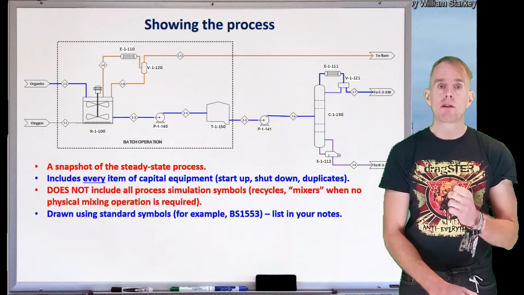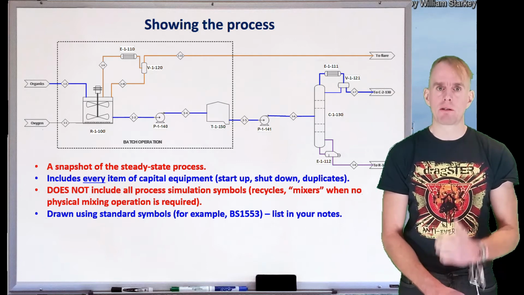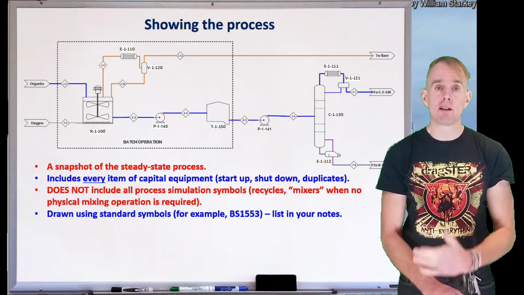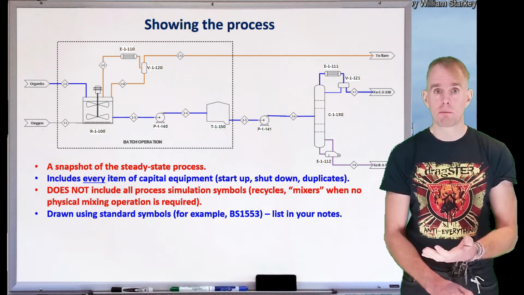The important thing to always ask yourself is the following question. Is what I am drawing on the process flow diagram an item of capital equipment? If the answer is yes, it should be shown. If the answer is no, it shouldn't.